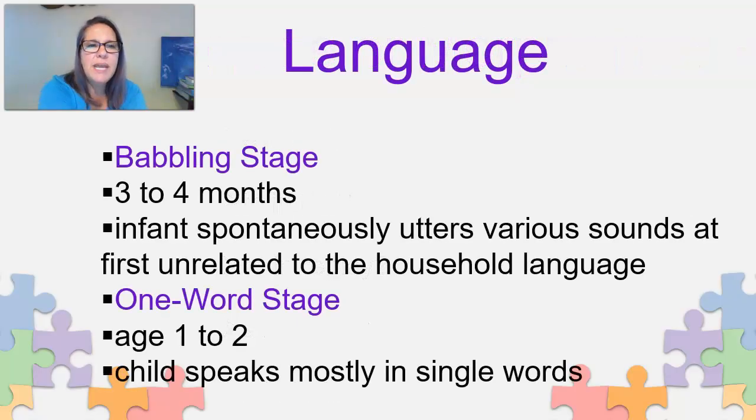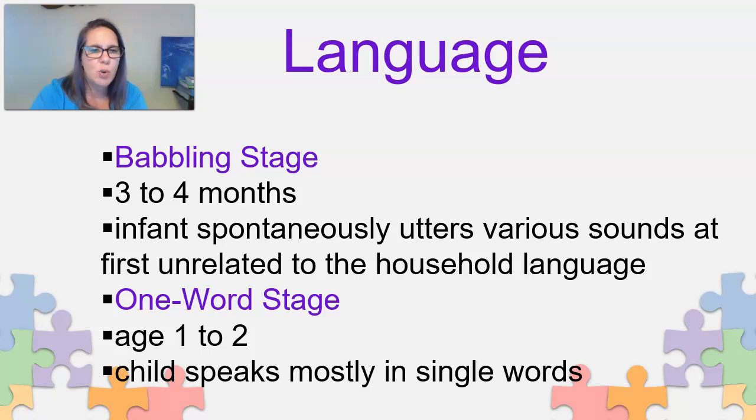All right, so how does language develop when we are just babies? It starts around 3 to 4 months old, and we call it the babbling stage. This is just the infant making sounds. They're just moving their mouth and they realize that they can make things come out of their mouth. So it doesn't usually sound like anything.